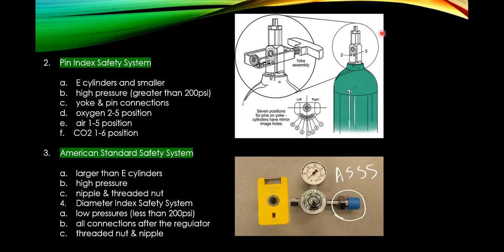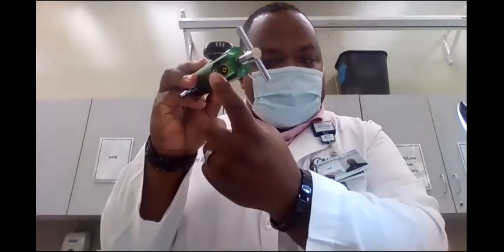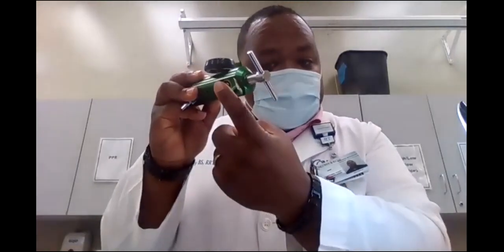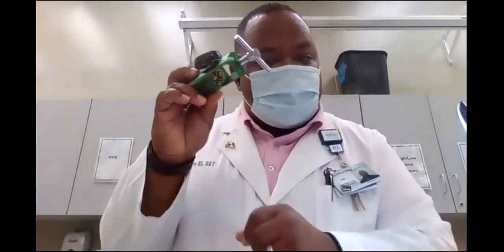And then after that, for the larger cylinders we have the ASSS, the big ass tanks, for tanks larger than E cylinders, and they are the nipple and threaded nut. So let me show you the difference. The PISS is the pin index safety system. You notice it has the pins here, 1, 2, and this one right here fits into the middle of the E cylinder. So oxygen is 2 and 5, and this would fit right over your oxygen E cylinder.